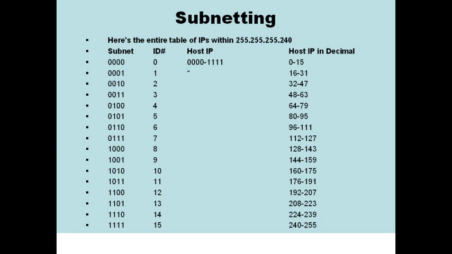So for example, in subnet ID number 1, we have the host IP range of 16 to 31. But we can't use 16 because that's the subnet ID number, and we can't use 31 because that's the broadcast. So our usable range is 17 to 30. For subnet ID 2, the usable range would be 33 to 46, and so on.